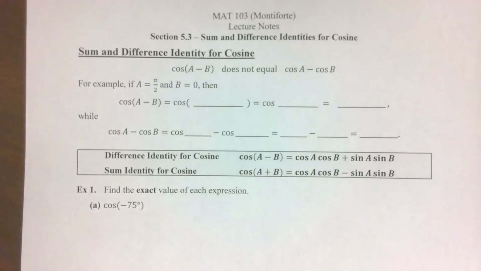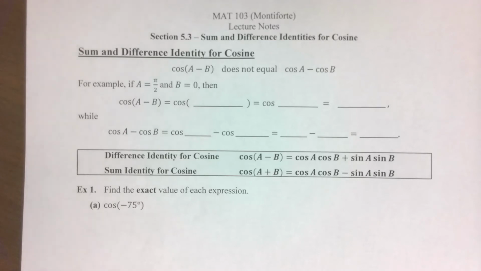Alright, so 5.3, we're going to talk about sum and difference identities for cosine. Cosine of A minus B is not the same thing as cosine A minus cosine B.